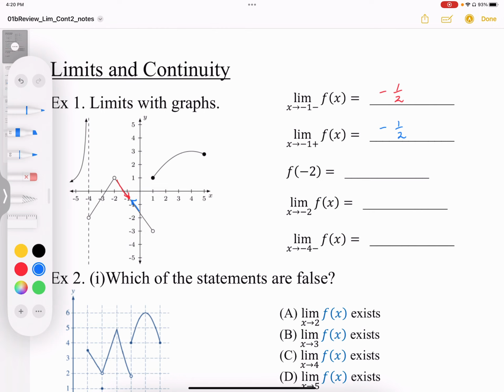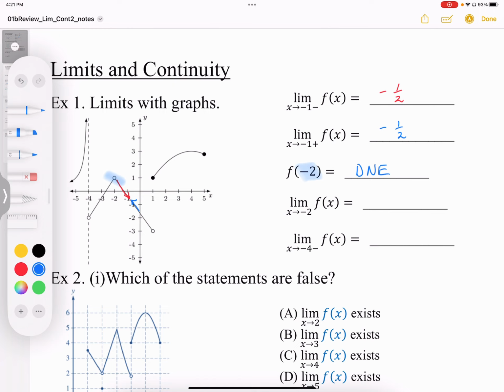Looking at the y value at x equals -2, there looks to be not a point there. So it is not defined there, so the value does not exist. We say DNE, does not exist.